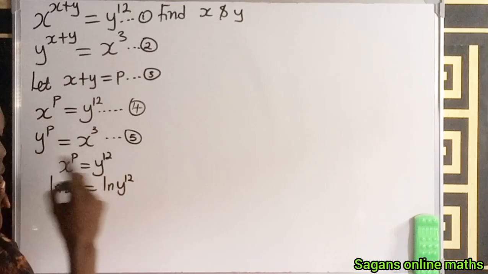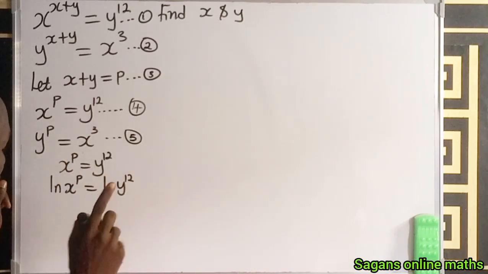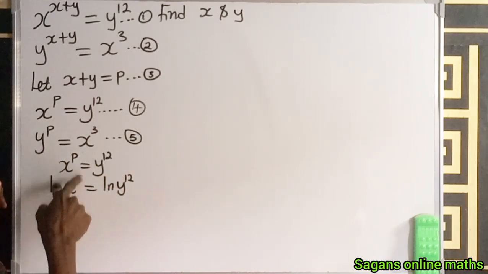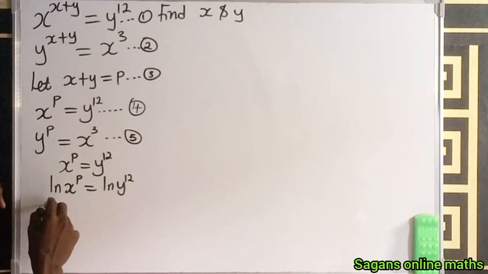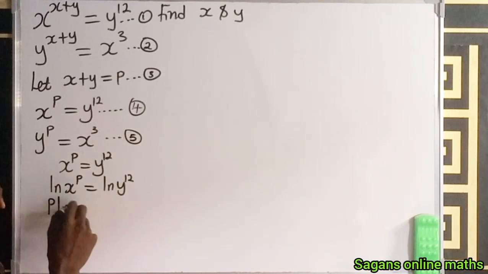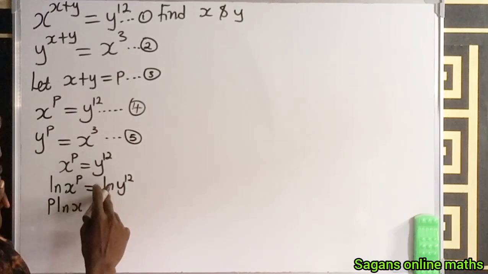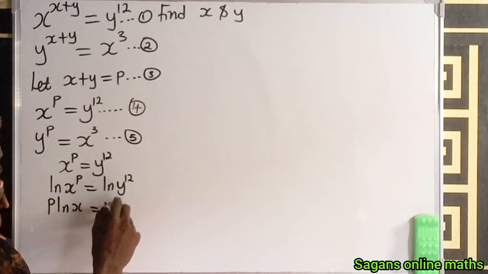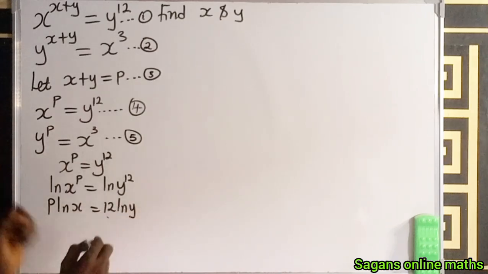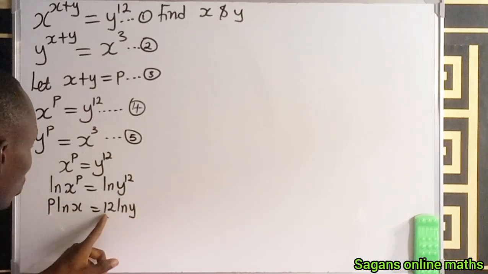Now we know one of the properties of logarithm, that this power you are seeing here can go back to multiply the ln. So this now becomes p multiplied by ln x is equal to 12 multiplied by ln y, because we are obeying one of the properties of logarithm.